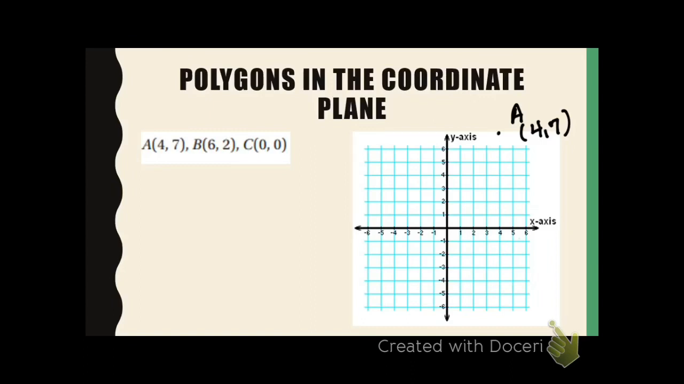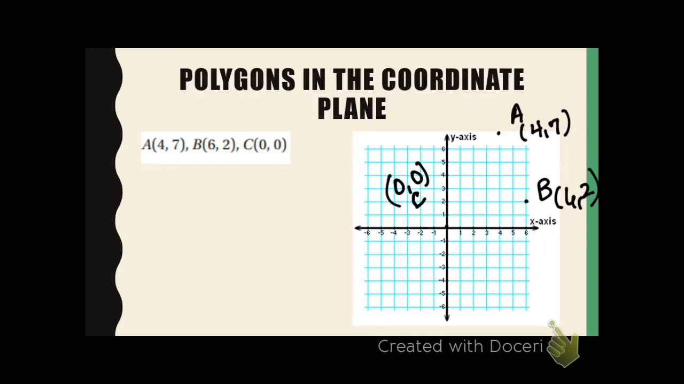Okay, B is 6, 2. So I go over to 6, up to 2, and I write B, 6, 2. My C is 0, 0. That means I stay right here at the origin. It's hard to see the dot there. Okay? So I'm going to go ahead and write C, 0, 0.